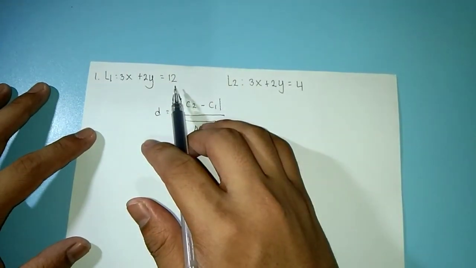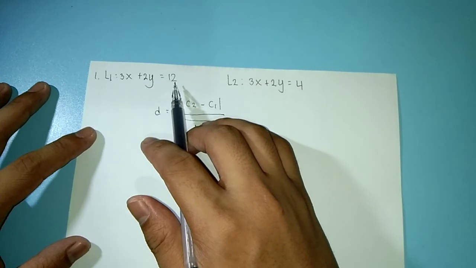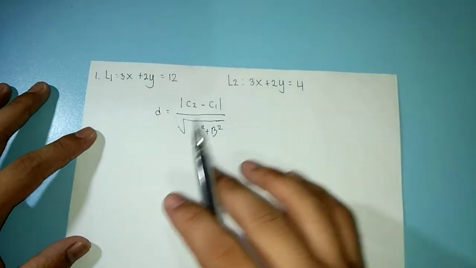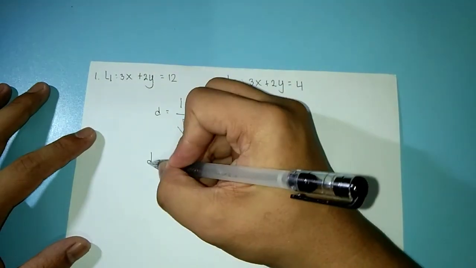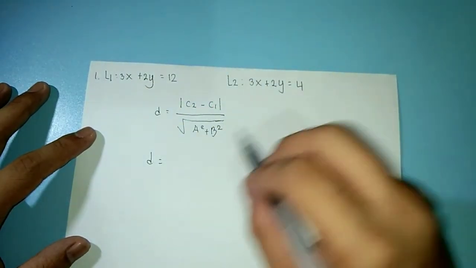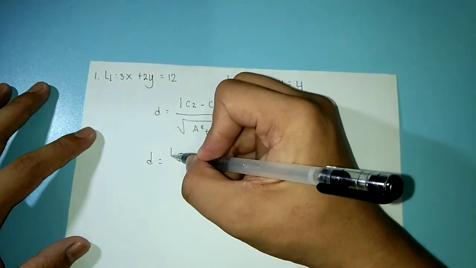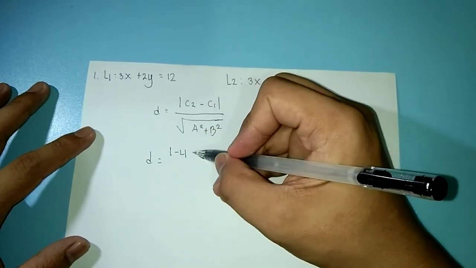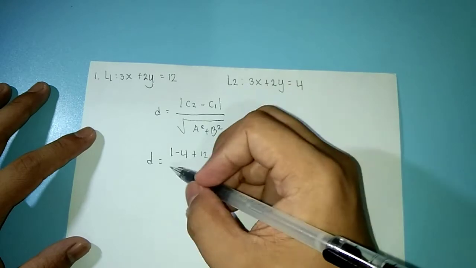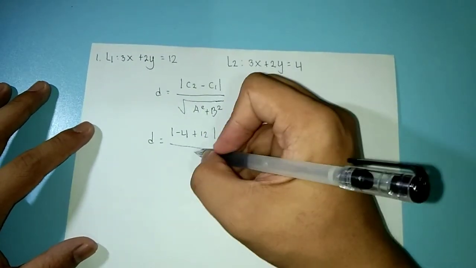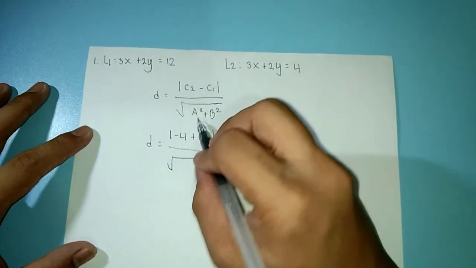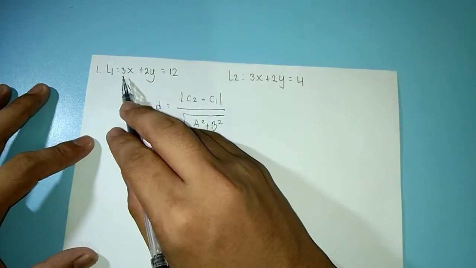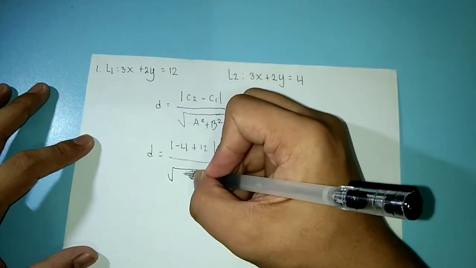So ito dapat ay nasa left side. So kung nasa left side to, magiging negative 12 yan. Ito negative 4. So substitute natin yan dito. So we have D is equal to, ano yung C sub 2 natin? That is negative 4. Absolute value ng negative 4 minus negative 12. So magiging plus na yan, plus 12. All over square root of what is A? Yung A natin, yung numerical coefficient ng x which is 3. Square natin, that is 9.